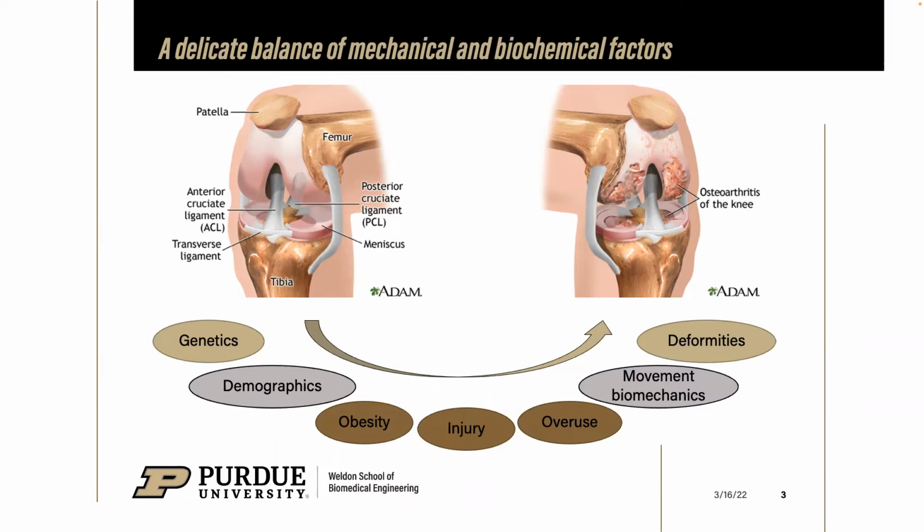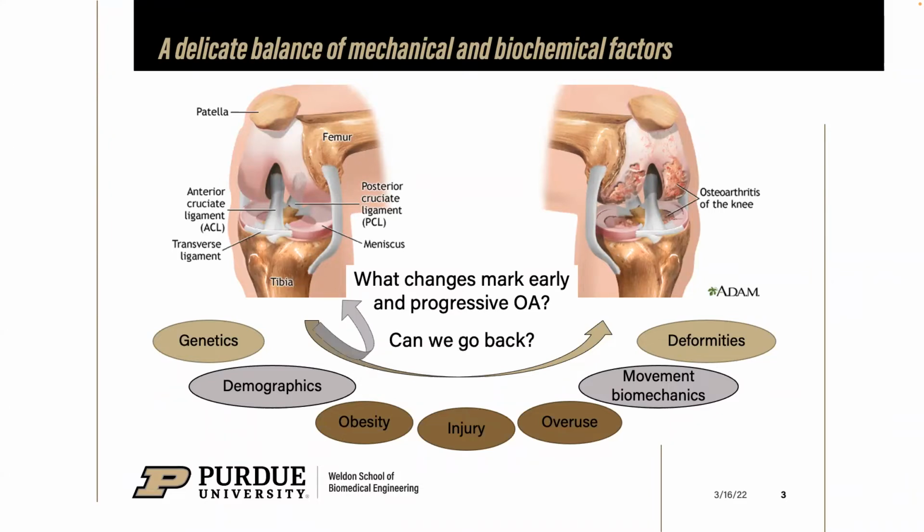So ultimately, all through my grad work and including now, one of the questions that really drove my research is what changes mark this early and progressive osteoarthritis, right? What are these changes that we can look for in order to track the progression of the disease? And if we know what we're looking for, once we've detected it, is there a way that we can go back to either a healthy joint or at least stop that progression?